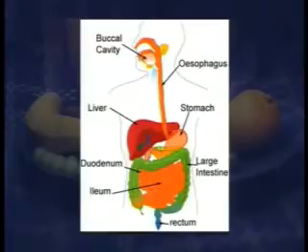Welcome friends, we have been talking about the digestive system and its comparative anatomy in vertebrates. The present lecture is in continuation of the same. We have talked up to comparative anatomy of the buccal cavity.